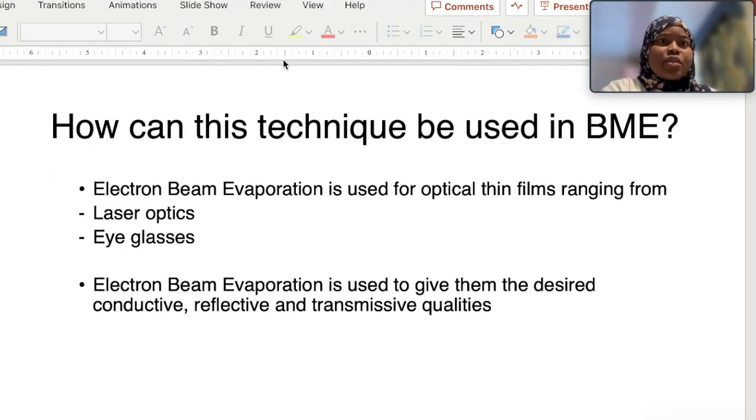Hello, my name is Maria, and today I'll be presenting how this technique can be used in biomedical engineering. Electron beam evaporation is used for optical thin films ranging from laser optics to eyeglasses, and electron beam evaporation is used to give the desired conductive, reflective, and transmissive qualities.